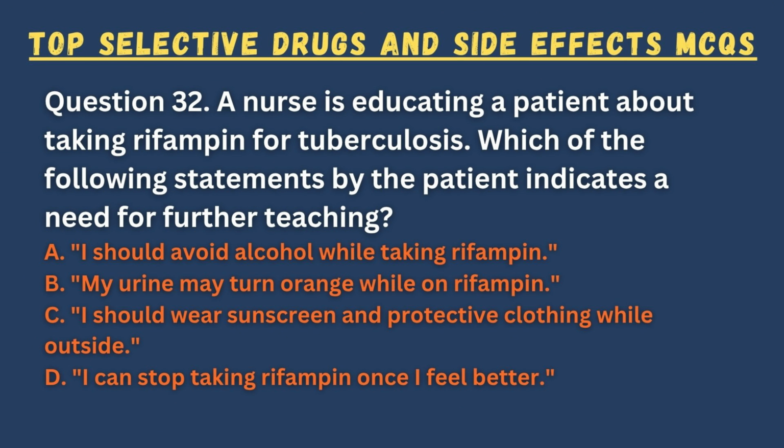Question 32. A nurse is educating a patient about taking rifampin for tuberculosis. Which of the following statements by the patient indicates a need for further teaching? A. I should avoid alcohol while taking rifampin. B. My urine may turn orange while on rifampin. C. I should wear sunscreen and protective clothing while outside. D. I can stop taking rifampin once I feel better.